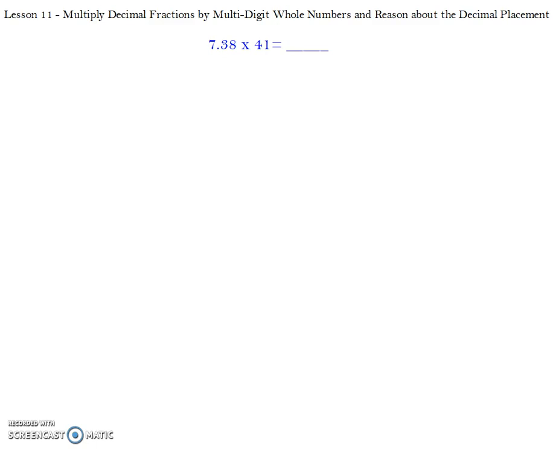Lesson 11 is multiplying decimal fractions by multi-digit whole numbers, and then reasoning about where we are going to place our decimal in our final answer. We are working with the problem 7.38 times 41. Step 1 is you want to round the factors to estimate the product.